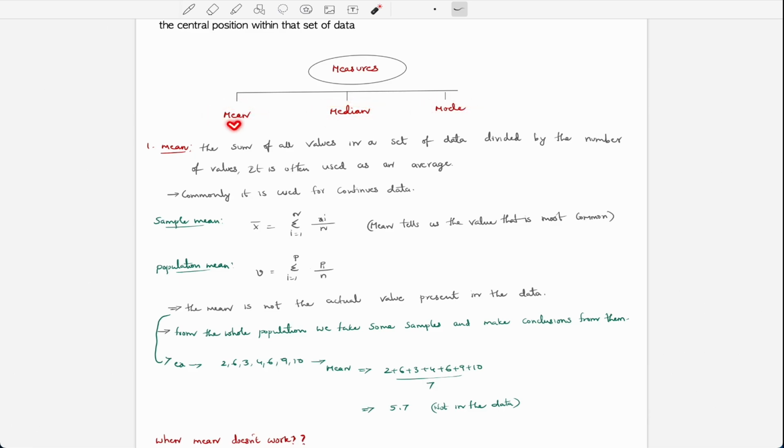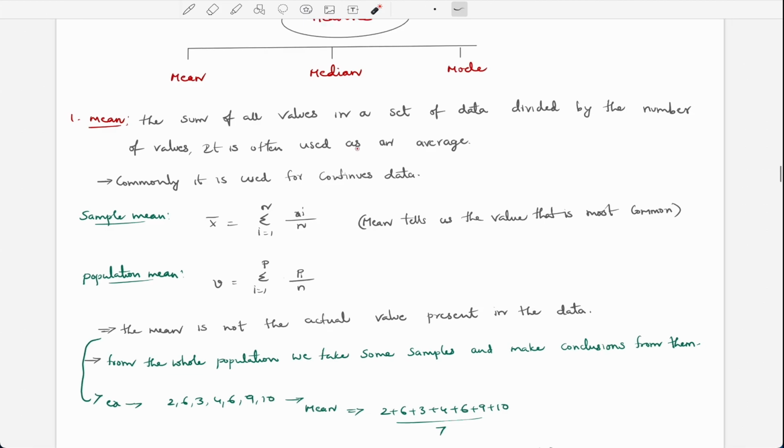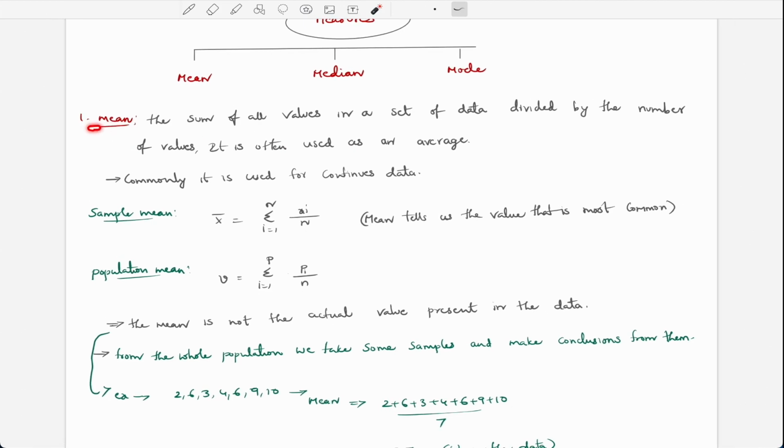So what is mean? The mean is the sum of all values in a set of data divided by the number of values. It is often called the average. Commonly it is used for continuous data. I'll zoom in here so it will be easy for you.